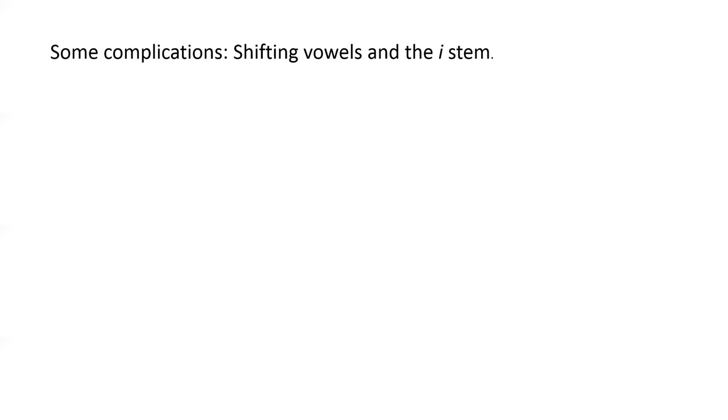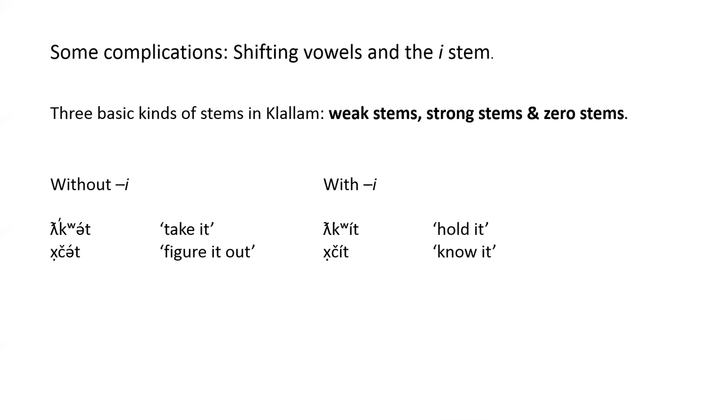A Klallam stem usually has two consonants and one vowel. So for example, the stem mis, meaning choose, usually has a t transitive suffix, making the word mist, choose it. There are three basic kinds of stems in Klallam: weak stems, strong stems, and zero stems. The difference among these types has to do with what happens to the accented vowel when the suffixes are added.